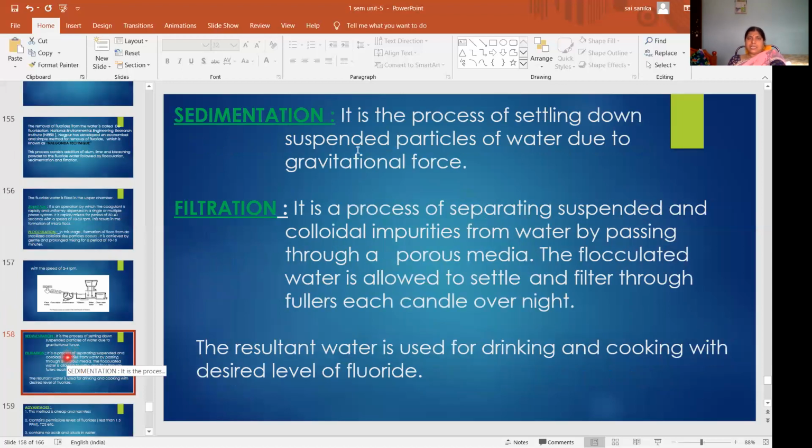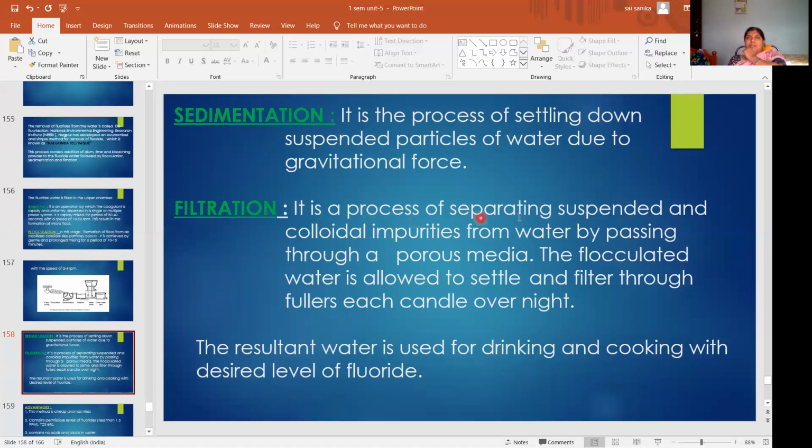Then come to sedimentation. So what is happening here? It is a process of settling down suspended particles of water due to gravitational force, same as we see in municipal treatment of water. Due to gravitational force, the suspended particles will go and settle down at the bottom. So that is sedimentation.